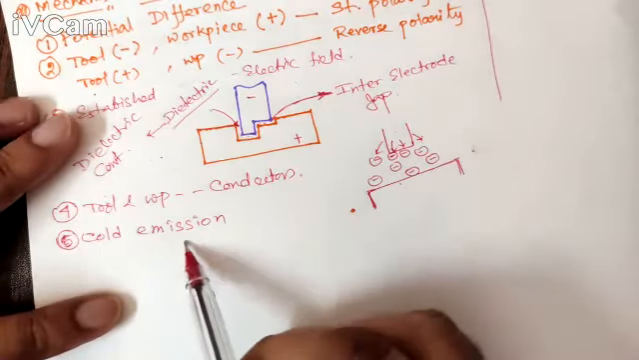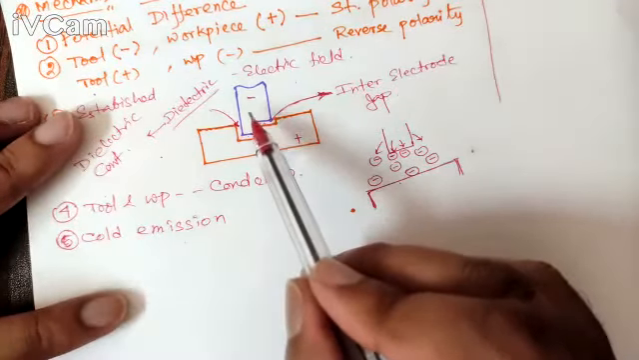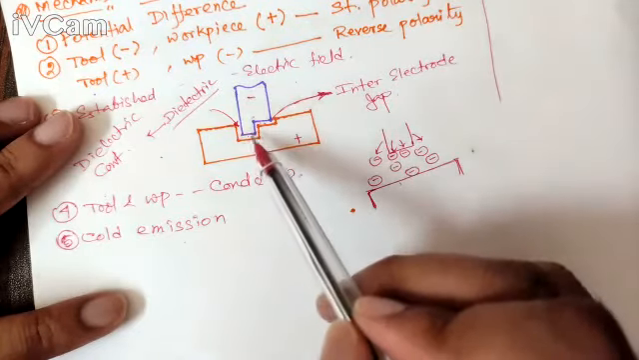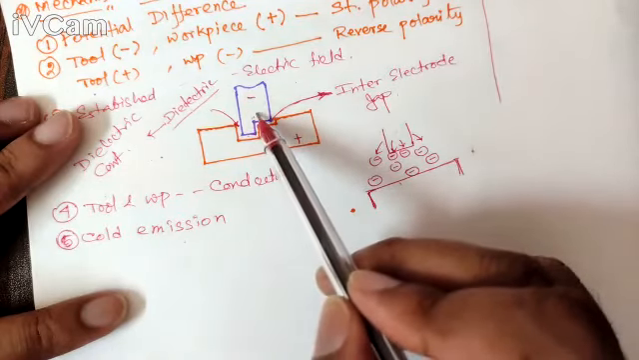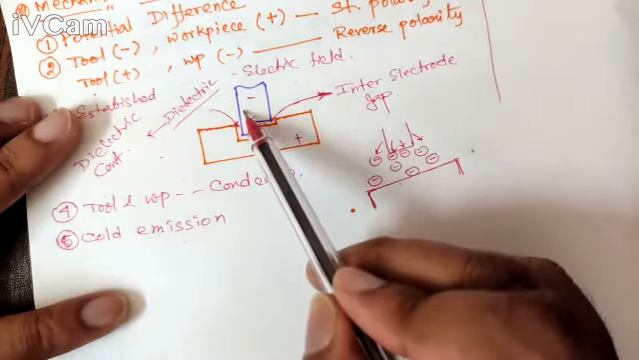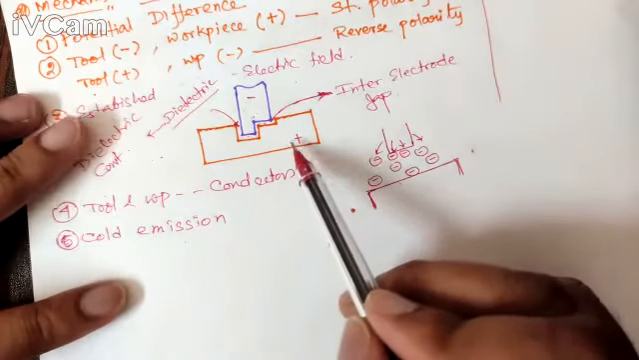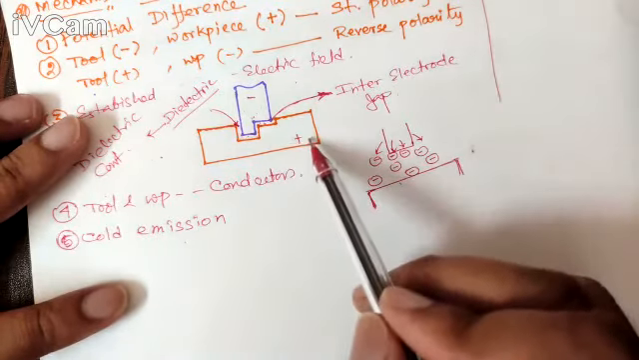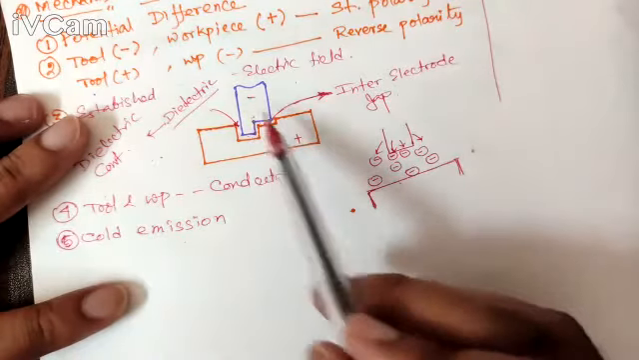Cold emission means, as I said, that this tool is connected with the negative terminal. That means it will be negatively charged. What is the meaning of negatively charged? The number of electrons compared to protons present inside the tool will be more. And what is the meaning of positive charge? The number of protons or holes compared to the electrons present inside this body will be more. That's why we have positively charged and negatively charged.